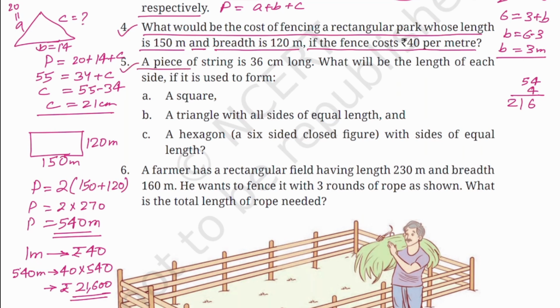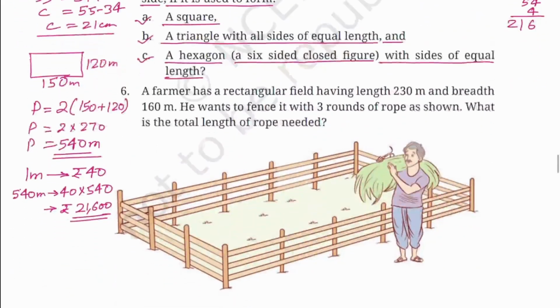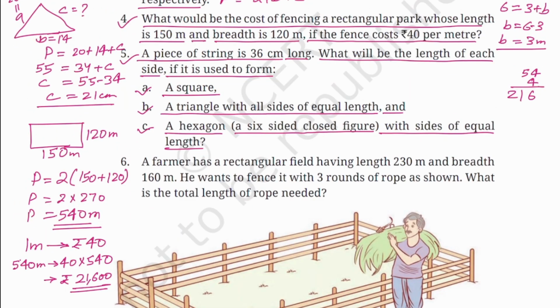5. A piece of string is 36 centimeter long. What will be the length of each side if it is used to form A, a square, B, a triangle with all sides of equal length, and C, a hexagon, a six-sided closed figure with sides of equal length. It is given the length of the string is 36 centimeter. You have to form a square, an equilateral triangle, and a regular hexagon.